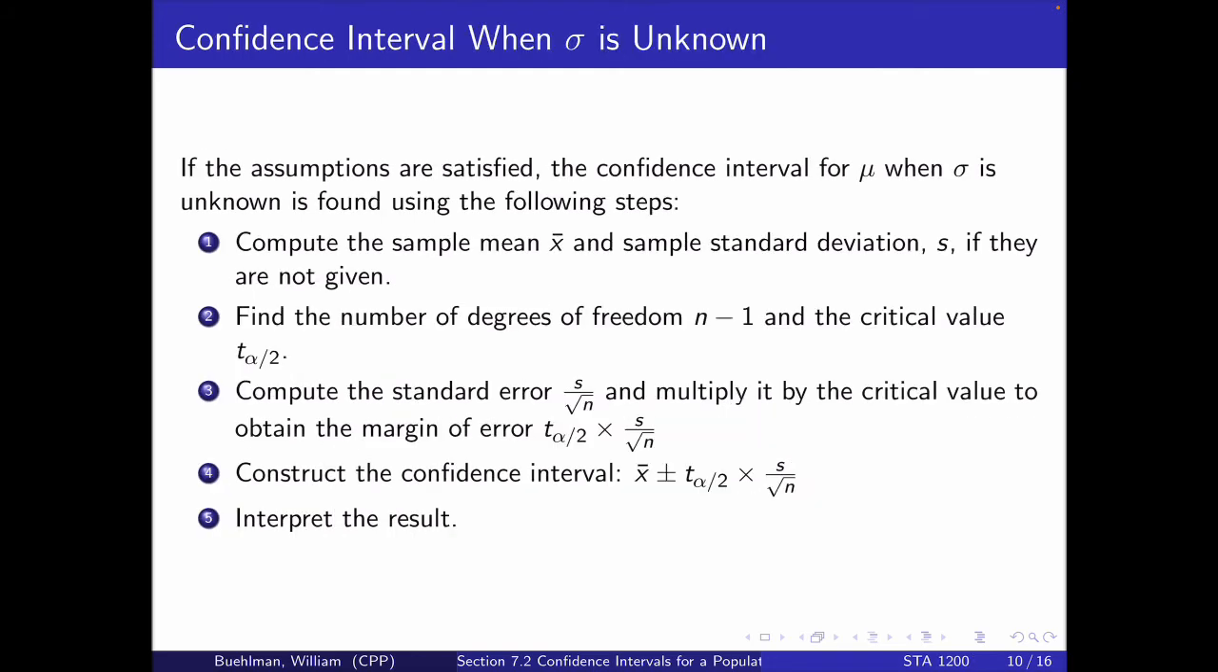If the assumptions are satisfied, the confidence interval for the population mean when the population standard deviation is unknown is found using the following steps. Compute the sample mean and the sample standard deviation if they are not given. Find the number of degrees of freedom and the critical value. Compute the standard error, and multiply it by the critical value to obtain the margin of error. Then we construct a confidence interval by taking the sample mean plus or minus that margin of error. And then finally, you have to interpret what that result means.